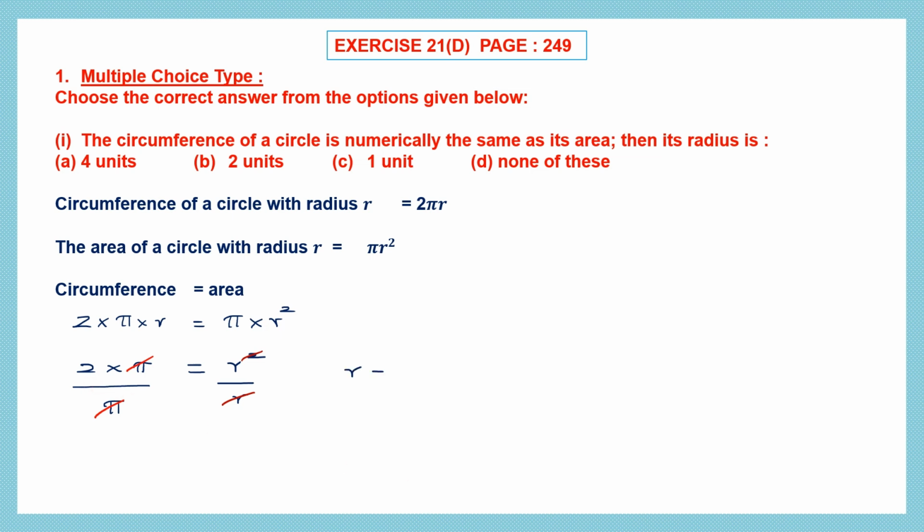So r is equal to 2, and here it is units, because no other unit has been given. We have not been given centimeters or meters. So we write it as 2 units. And that is our answer, 2 units, and that is option B. So the radius is 2 units.